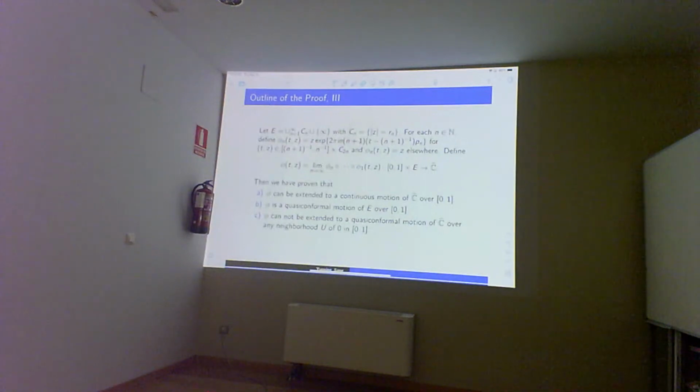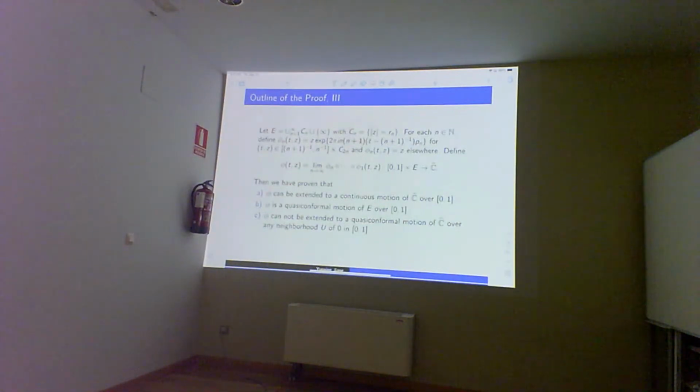Okay, so now you just do one interval by one interval, keep doing that. Now you take the limit, and you get a motion from [0,1] cross E to C. Then you can prove that phi can be extended to a continuous motion, right? You just patch all the gaps together for a continuous map, right? That's okay, right? But then all the circles are actually separated.